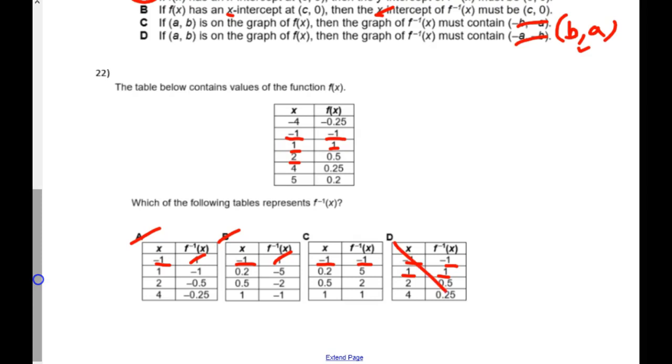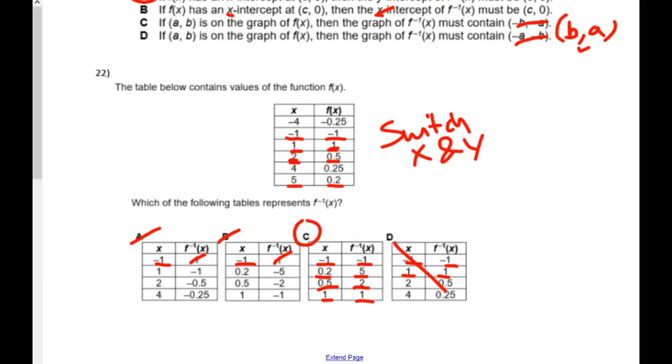Okay, so 0.2, 5, 0.2, and 5, switch. Right, switch x to y. 5, 0.2, hey, there you go. 1, 1, there you go. Only C flips x and y perfectly.